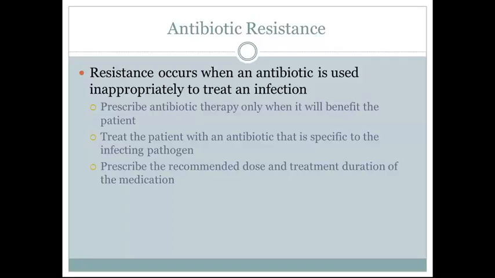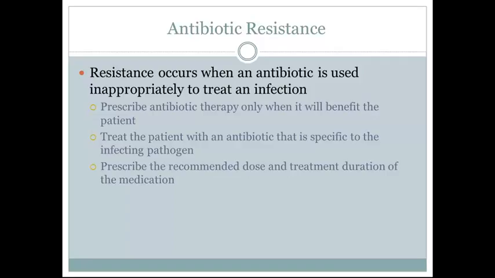Antibiotic resistance. Resistance occurs when an antibiotic is used inappropriately to treat an infection. This oftentimes happens when an antibiotic therapy is prescribed when it's not warranted. So it's important to only prescribe these medications when it would benefit the patient. Treat the patient with an antibiotic that is specific to the infecting pathogen. And then prescribe the recommended dose and treatment duration of the medication.